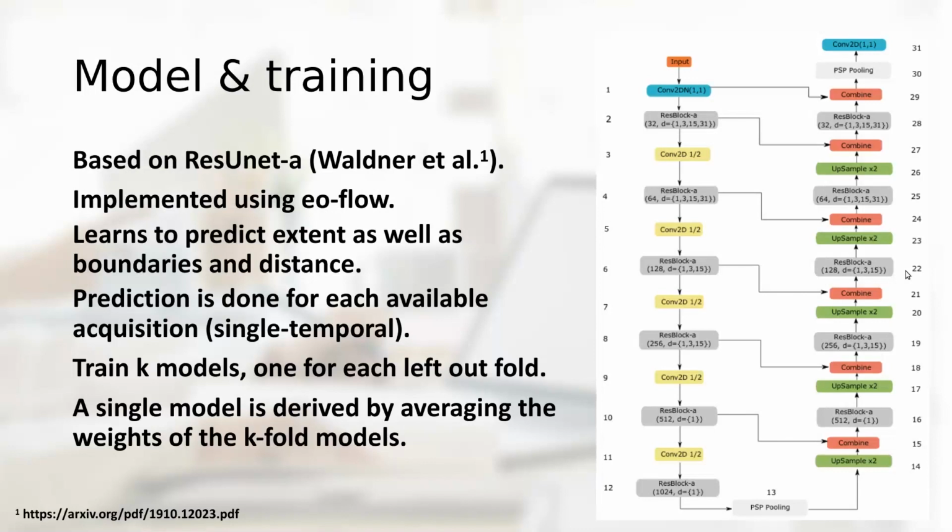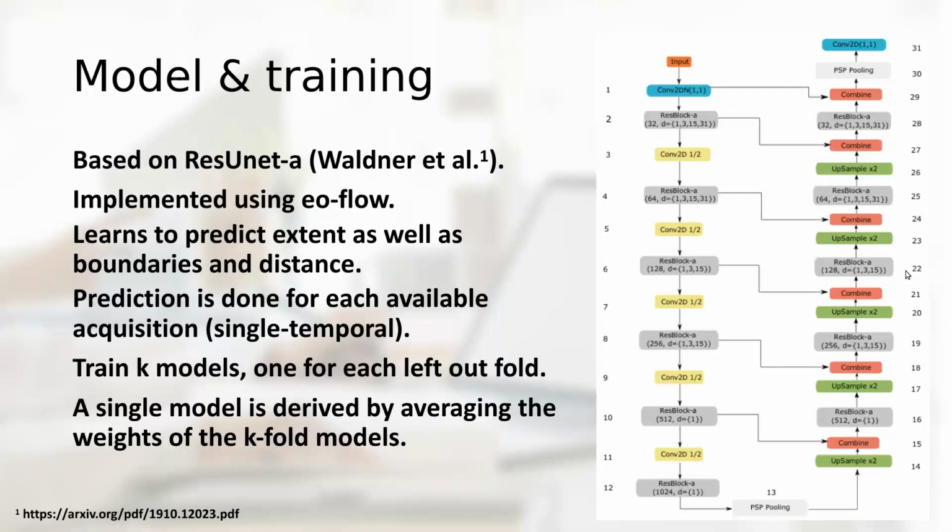And we train K models, one for each left-out fold. And at the end, we average the weights of these K-fold models to create a single model. We realized that this is slight cheating because you are predicting something that one of the models used for the average model has seen. But if using a sufficient number of folds, I guess the cheating is minimized.